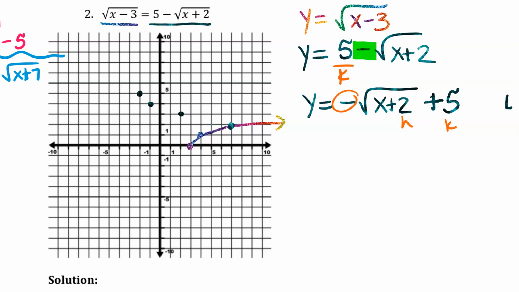Boom. Yes. Okay. And I'm not going to graph any more dots because all I care about is where they intersect, right? So they intersect right there at 7, 2. So 7, 2 is going to be my solution.